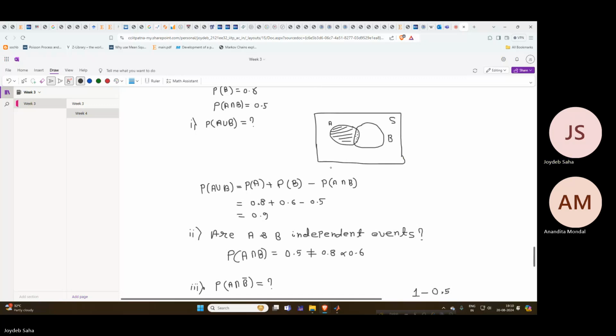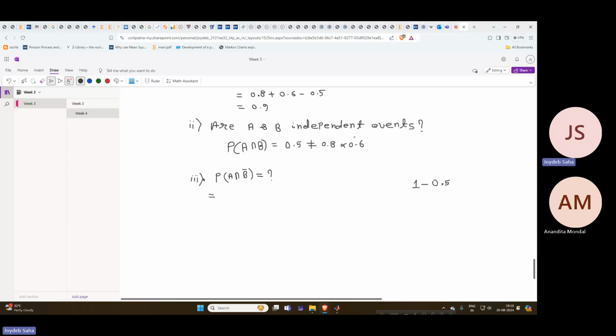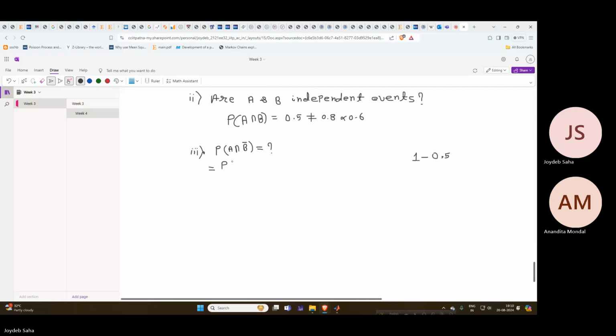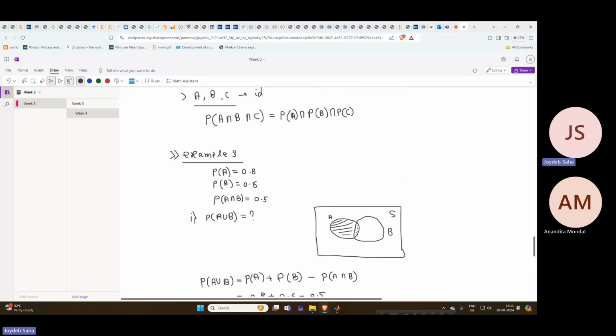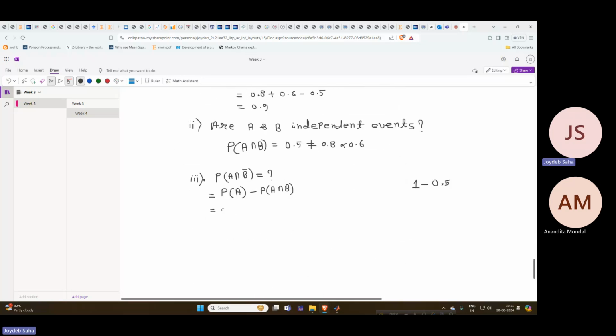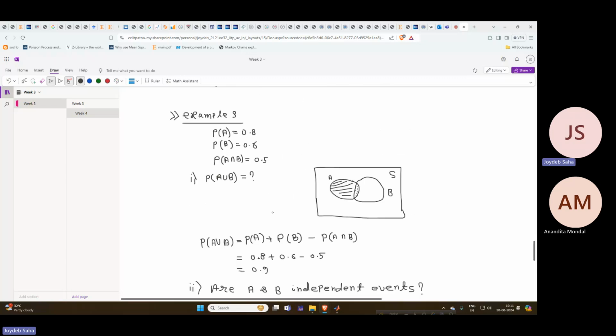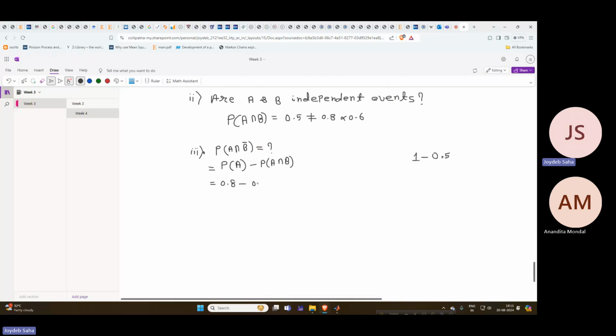Okay, so can we write this as probability of A minus probability of A intersection B, right? So probability of A is given as 0.8, minus A intersection B is 0.5. So no, it is not 1 minus 0.5.